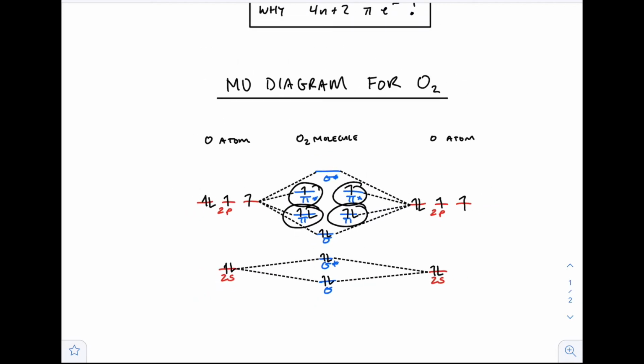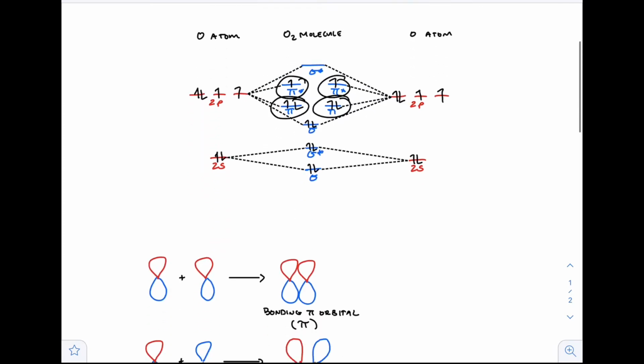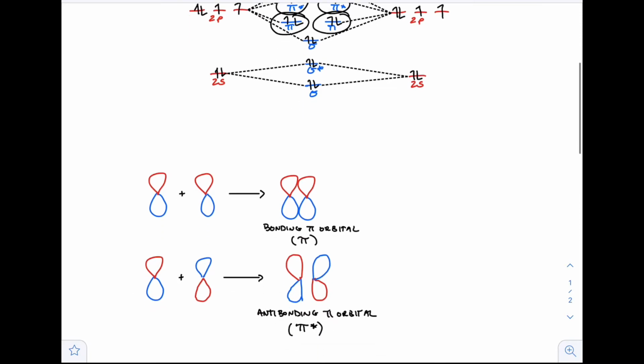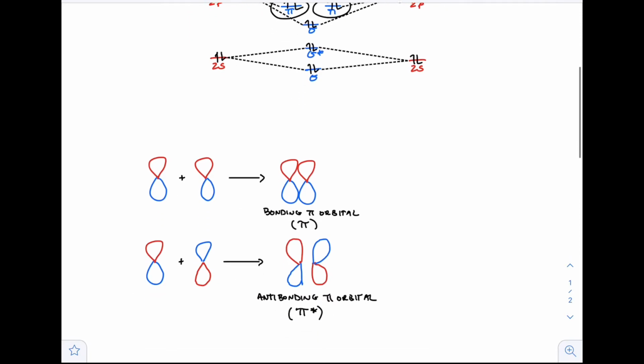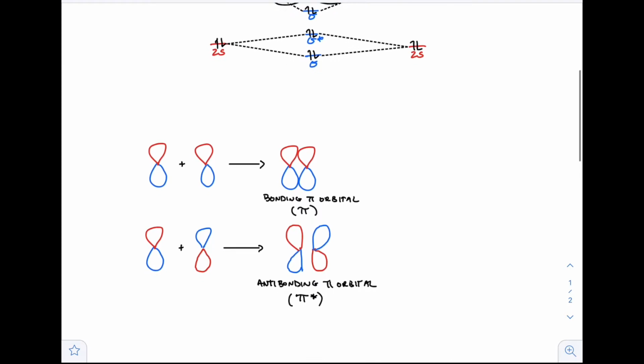Okay, so these pi orbitals, these top four orbitals, are the orbitals of interest when we're talking about the 4n plus 2 rule. And these are what's going to help us explain the stability of aromatic species, because it just comes down to the pi orbitals and the pi bonds in those species, okay?